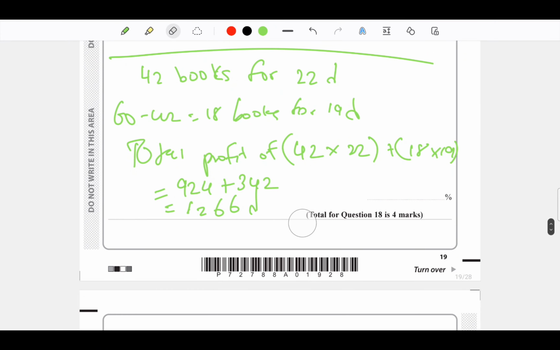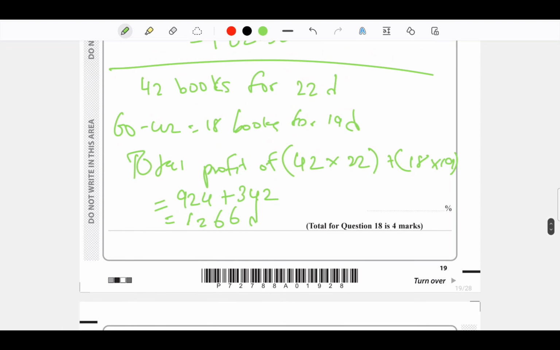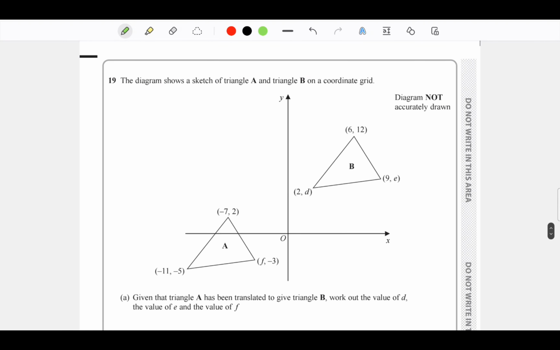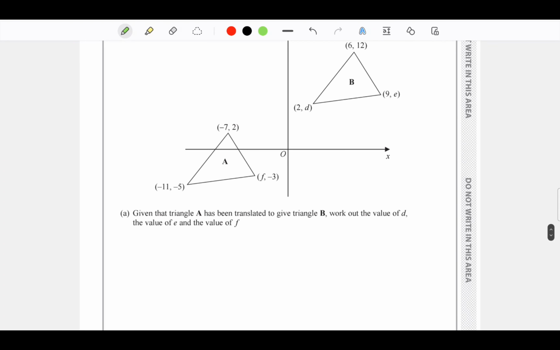So our answer is 62.3. Alright, next question. Number 19. The diagram shows a sketch of triangle A and B on a coordinate grid. Given that triangle A has been translated to give triangle B, work out the value of D and the value of E and the value of F.